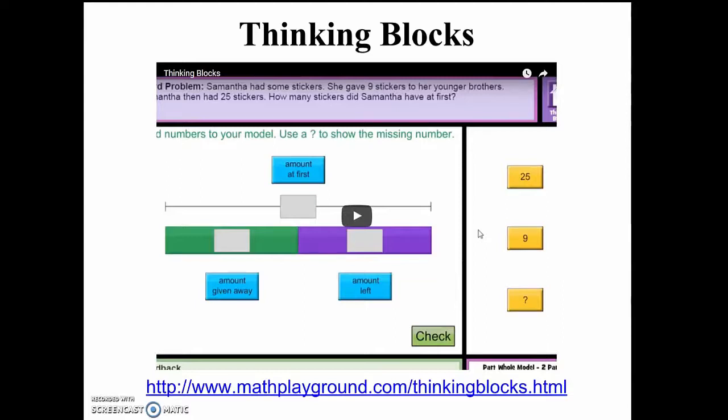The last resource is one of the best tools for developing understanding of the meaning of word problems, and it is called Thinking Blocks. This site allows the user to choose from a variety of addition and subtraction word problem situations. The motto of Thinking Blocks is simple. Word problems are easy to solve when you build a model first.